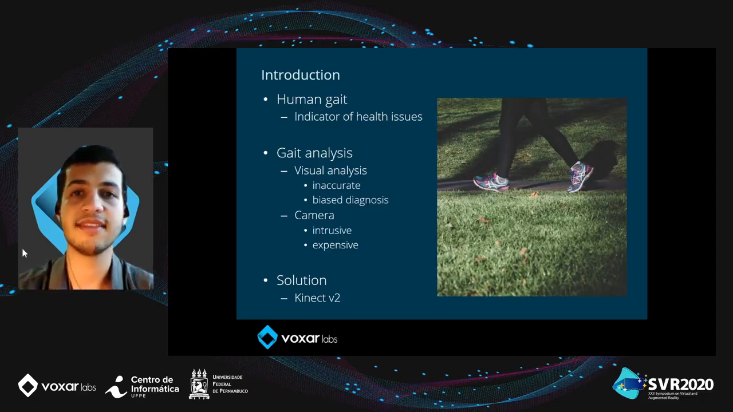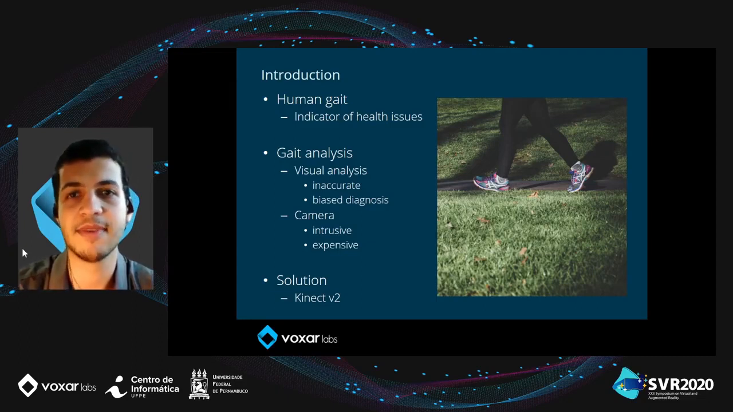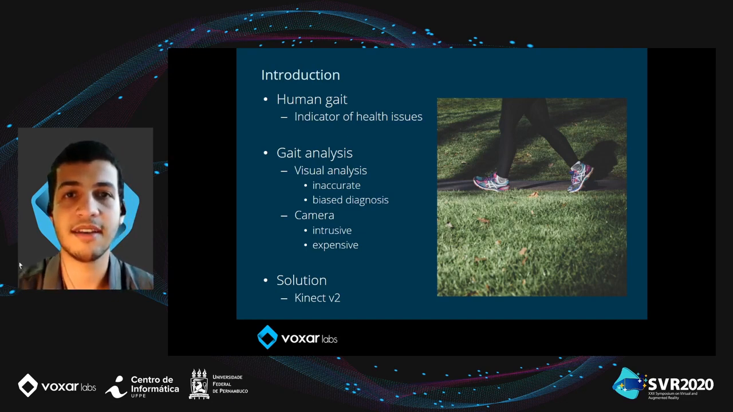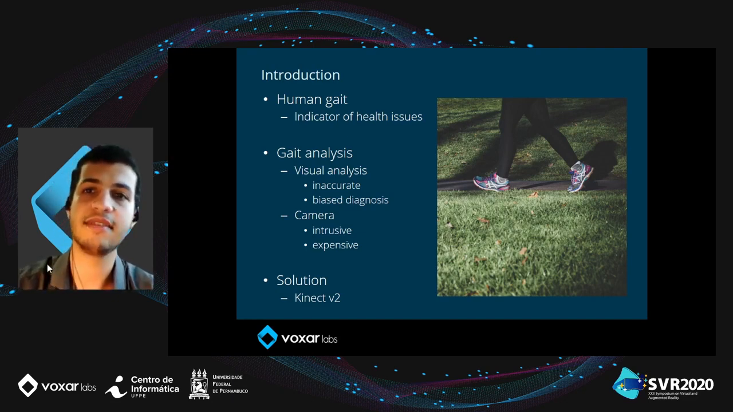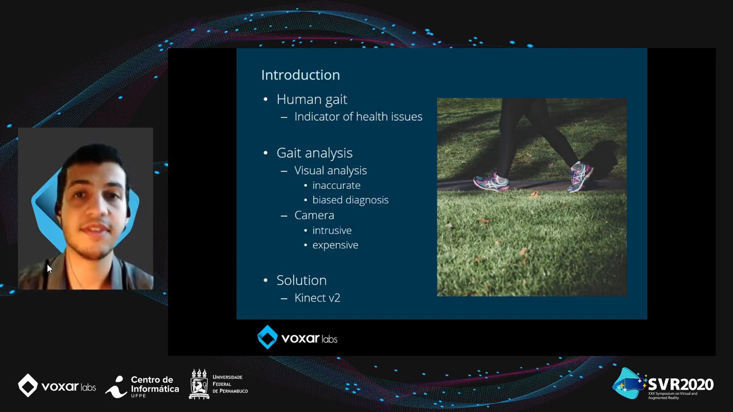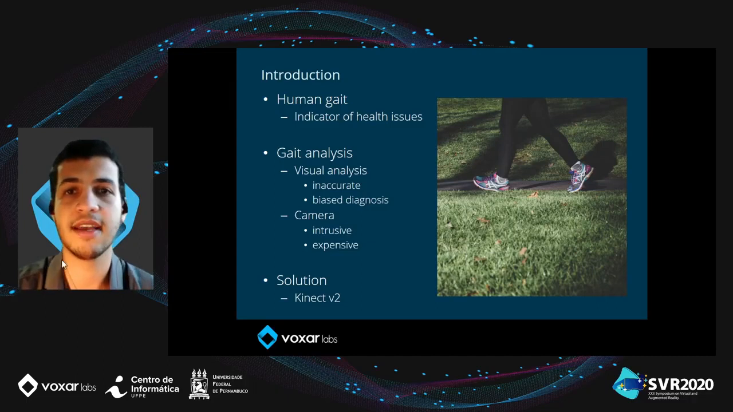And common ways to make this analysis is by using cameras, which often require markers attached to the patient's body and can be very expensive, and making a visual analysis that is susceptible to biased diagnosis. So as an alternative, it may be possible to use the connectivity sensor as a tool to perform gait analysis because it does not use markers, has a low cost, and it is portable.